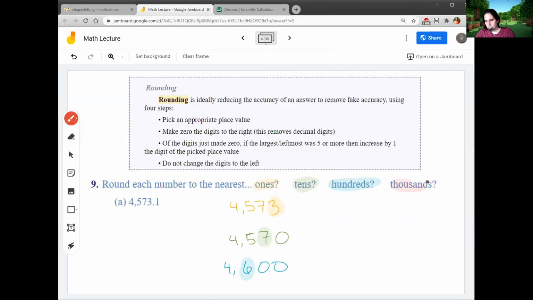Okay, lastly, thousands. I'll write over here because I'm running out of room. So where's my thousands? That's the 4. After picking that value, I take everything to the right and make it 0. What's the biggest one I'm erasing? The 500. So that's a 5 or more. So after I write my zeros, I have to take that 4 and make it bigger by 1.